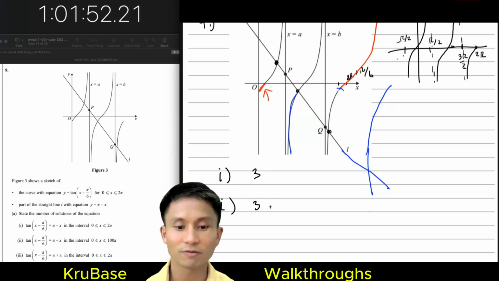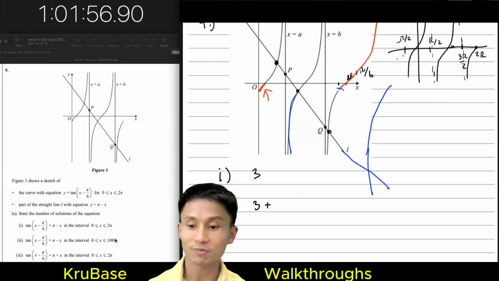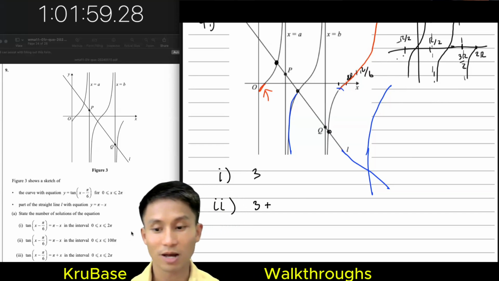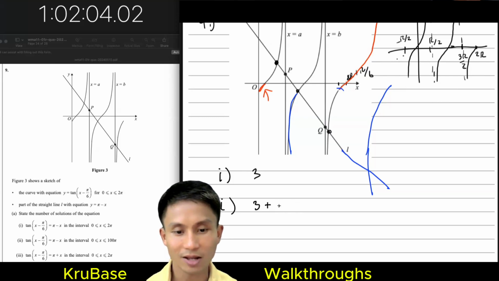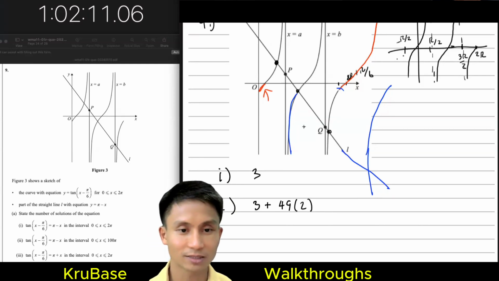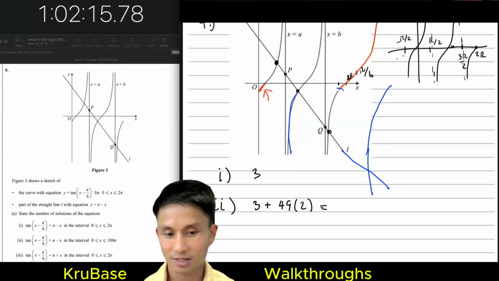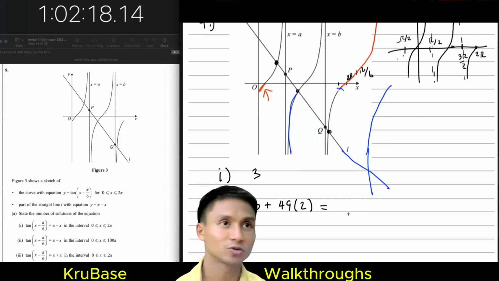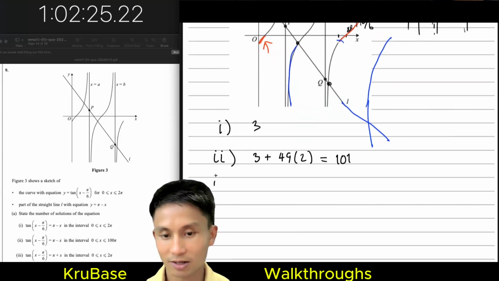So 3 solutions only for the first period, and for the remaining, how many are there? 50 periods, because we have up until 100 pi, right? So 100 divided by 2, we get 50. So for the next 49 periods, we only have 2 solutions. Yeah, gotta be careful because it only cuts the curved parts where it's below the x-axis. So that is 100 minus 2, which is 98. 98 plus 3, which is 101. Okay, so that would be my answer there.